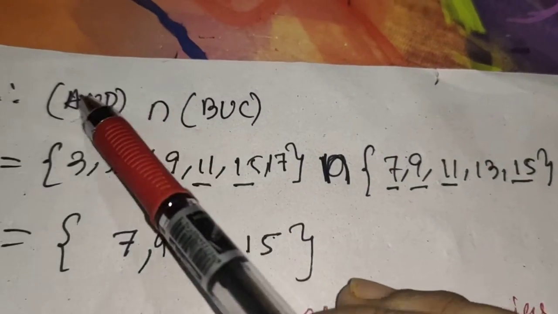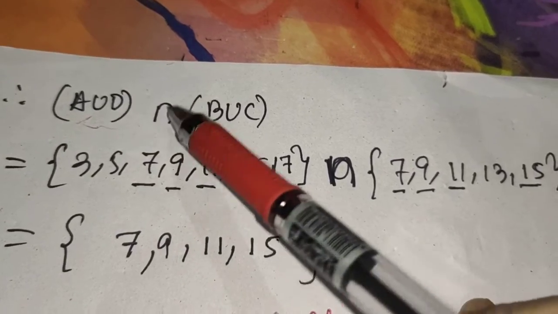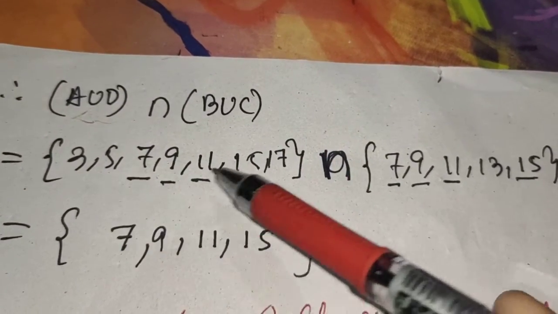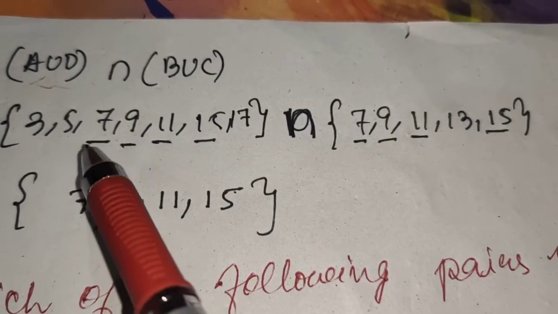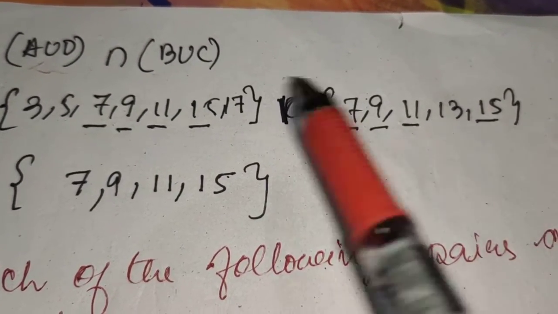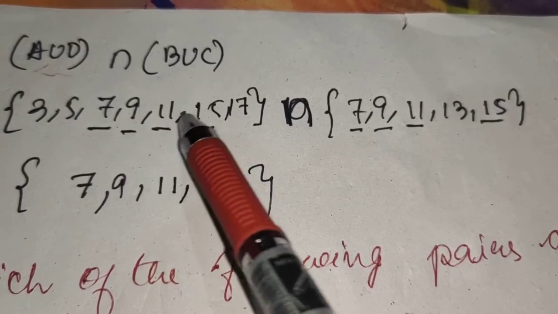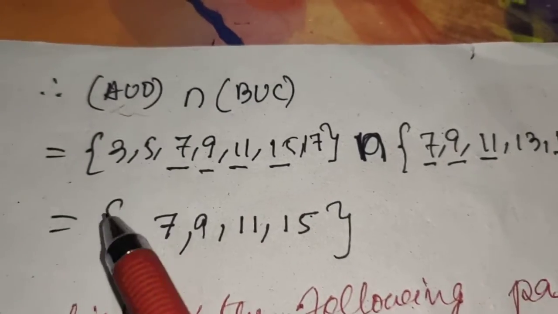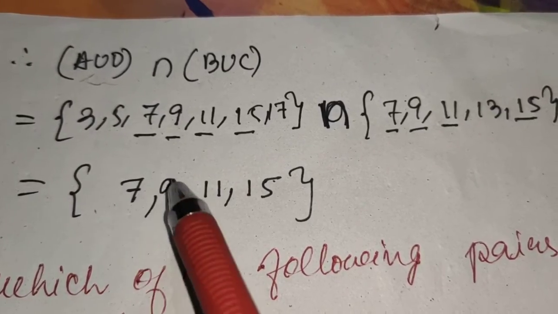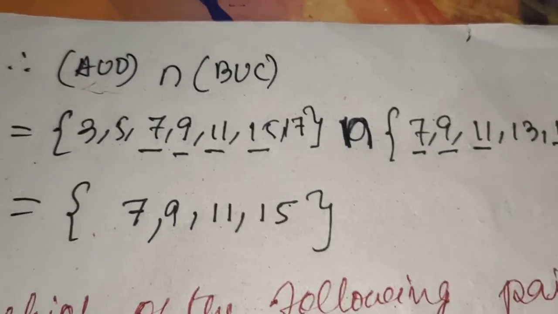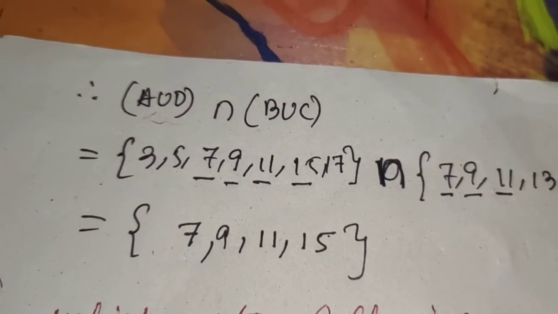So finally A union D intersection B union C. So this is your A union D intersection B union C. Now here I just underline the common elements in both the sets. 7, 9, 11 and 15 are the common elements. So your required answer is the set having 7, 9, 11 and 15. This is your question number 6.